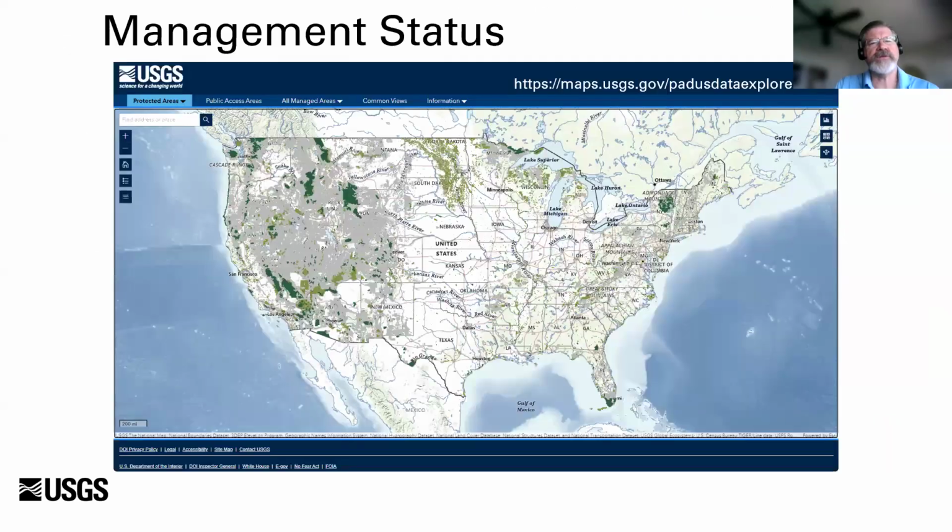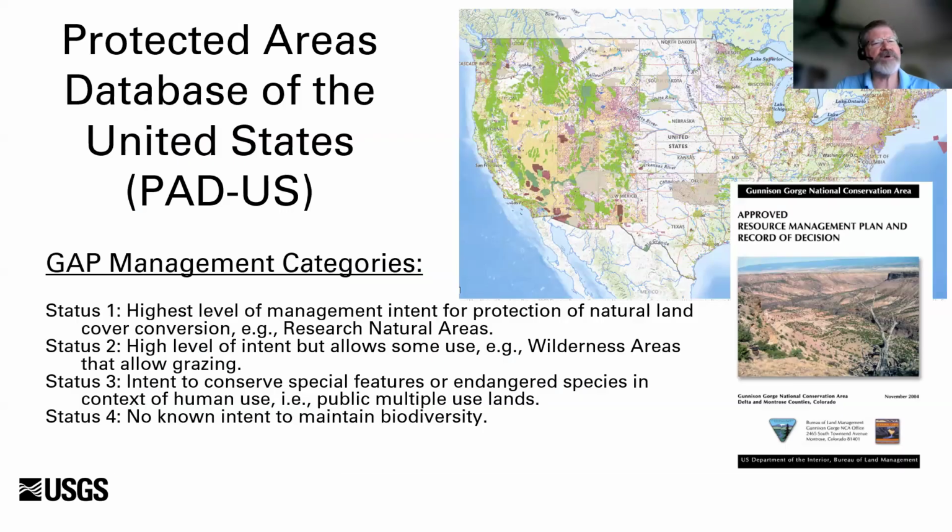And we end up with this map, which is the GAP status codes. So the GAP status 1, and I skipped over that, status 1 is that highest level of management for protecting natural land cover. So those are research natural areas. Status 2 lands have a very high intent, but there are some extractive uses. And so those are like wilderness areas that allow some grazing.